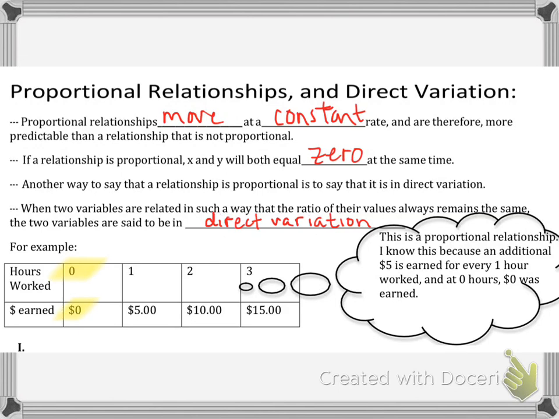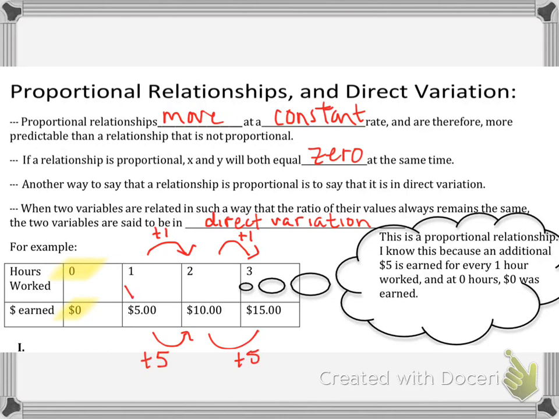Another way to say that a relationship is proportional is to say that it is in direct variation. When two variables are related in such a way that the ratio of their values always remains the same, the two variables are said to be in direct variation. So pretty much what that means is that if you go up 1 every time, it's going to go up by the same amount. Your x and your y will go up. So if your x goes up by 1, your y goes up by 5, it'll do that every single time. The relationship will always vary.